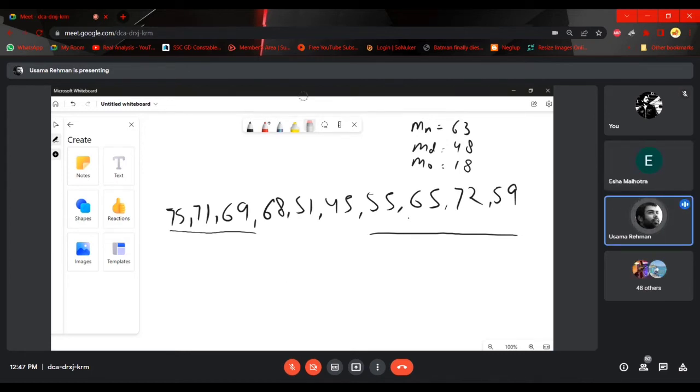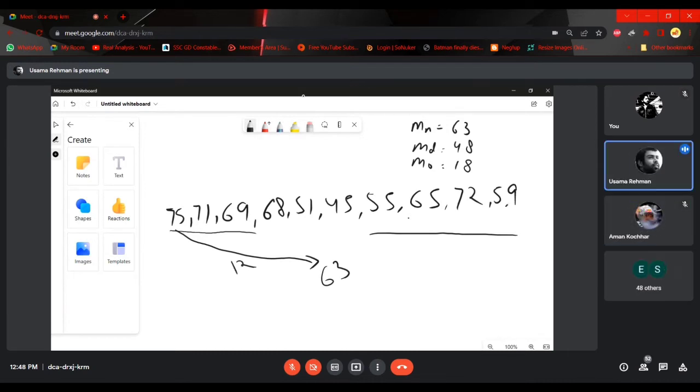So the mean is 63. How much is this particular score deviated from the mean? 12. How much is this number deviated from the mean? 4. So each and every number is deviated from the mean. And if we know the average deviation, along with the mean, we will be able to explain the data in a much better way.